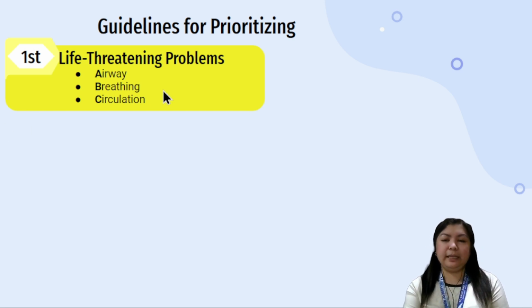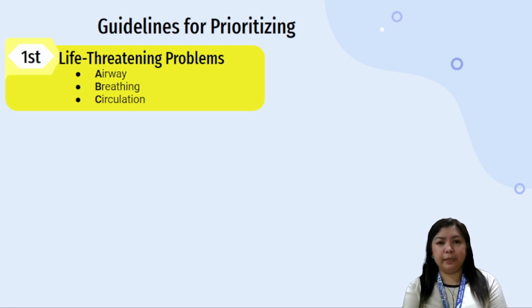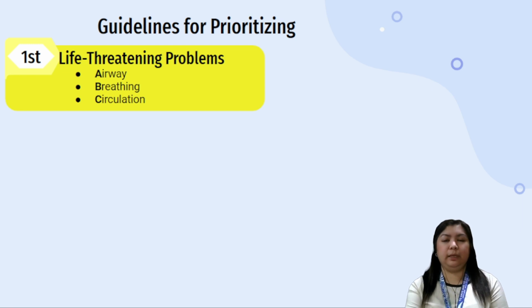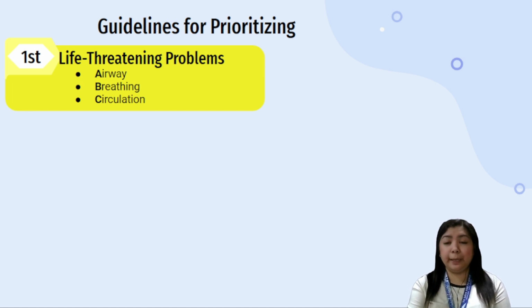And then you have circulation. Circulation should be assessed after airway and breathing have been evaluated and managed. Some of the causes of poor circulation include shock, heart failure, and pulmonary embolism. Some signs to look for, to anticipate problems with circulation, may involve low blood pressure, cold peripheral skin temperature, and poor or delayed capillary refill.